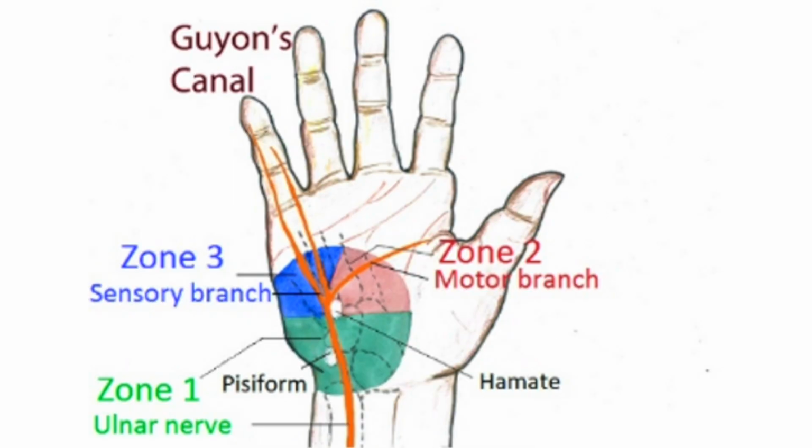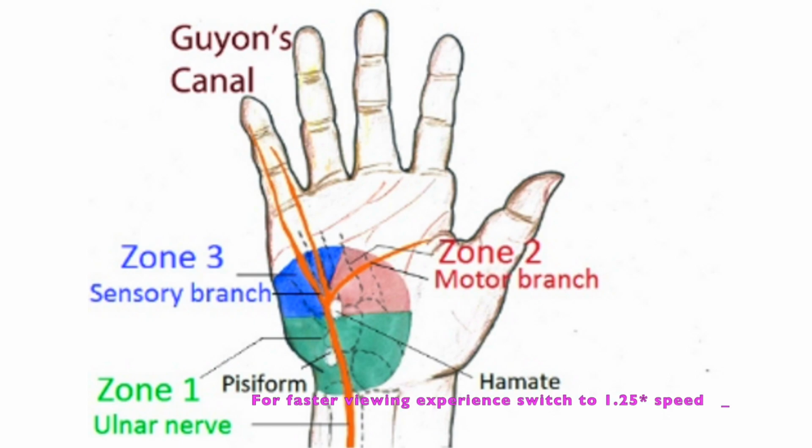Zone 1, as you can see, is the entrapment of the ulnar nerve before or within the Guyon's canal, like between the pisiform and hamate, or even before entering into the Guyon's canal. So that is zone 1, where there will be both motor and sensory loss.